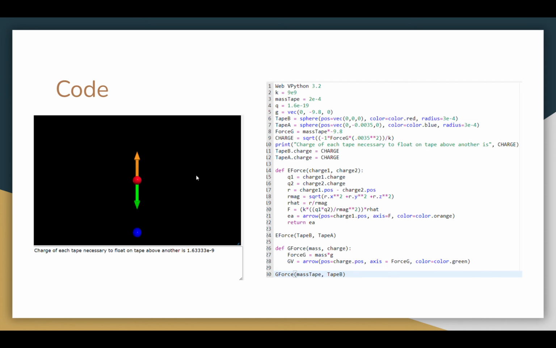Now, our code. I first did a few definitions here just to define some basics, K is equal to 9 times 10 to the 9. Made the objects, made the force of gravity equal to the mass of the tape times negative 9.8, and then the charge has to equal the, this is just putting our force of gravity equal to the electric force. And then it defined the electric force equation and defined the gravitational force equation and came up with this model.